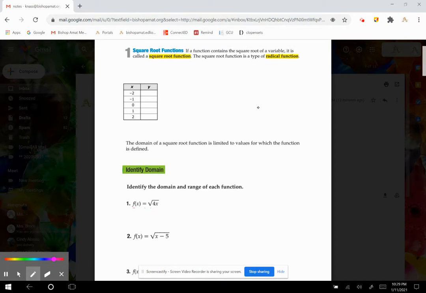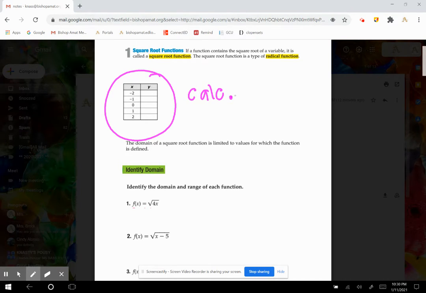So first, if we look at this table, it says if a function contains the square root of a variable, it's called a square root function. The square root function is a type of radical function. So usually they want you to do a table, but what we're going to do is use our calculator, okay? There's no sense of using a table when you can get your table from your calculator. Remember, where you get it from is after you graph it into y equals. Then you would hit second graph, and that will get you the table of x and y values. Okay, so that's how you can get those tables.